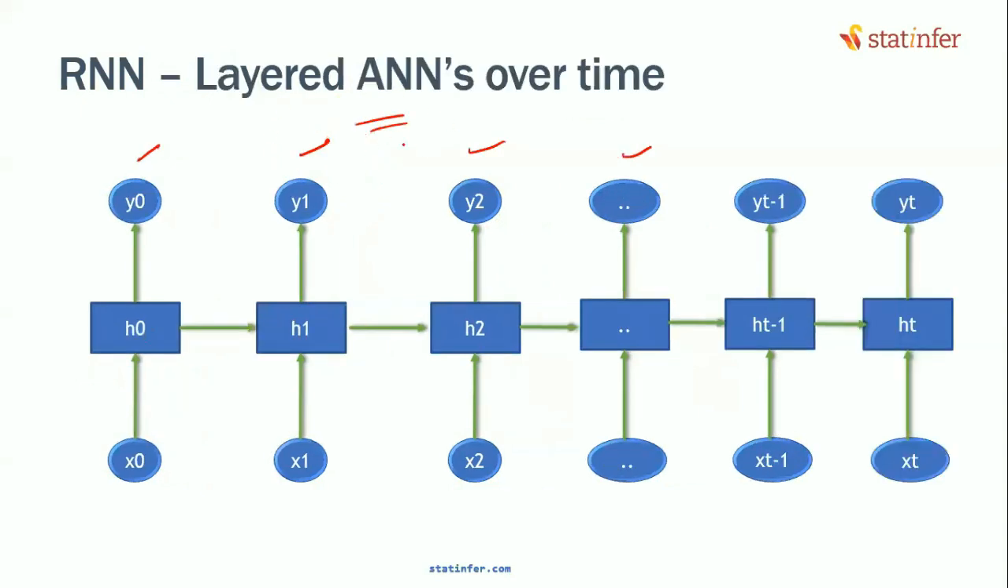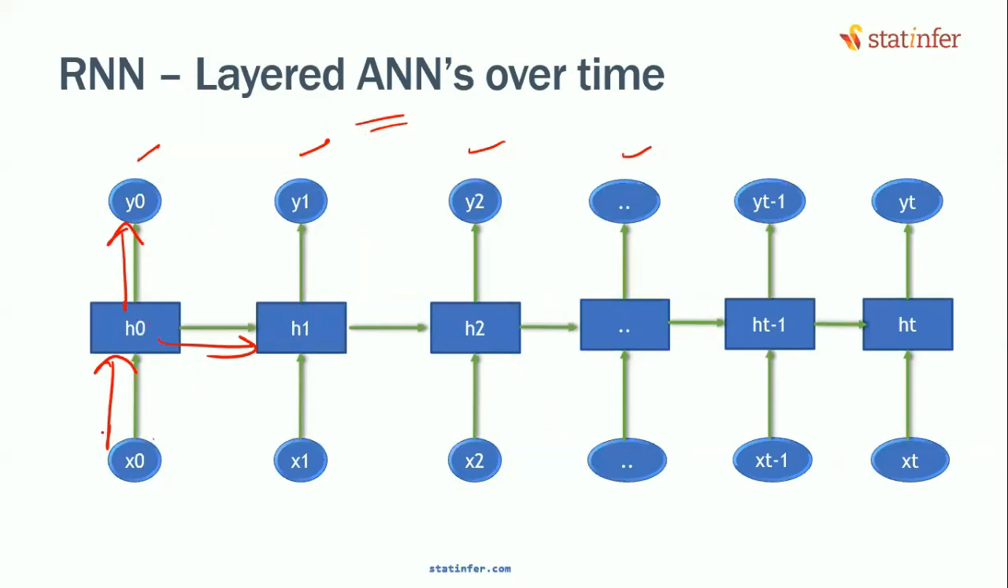RNNs are layered ANNs over time. Then what will RNN do? RNN will find these weights from input to hidden, these weights from hidden to output, and these weights from hidden to hidden. Usually we call them weights, weights, weights only. But here in RNN, there's a different terminology.